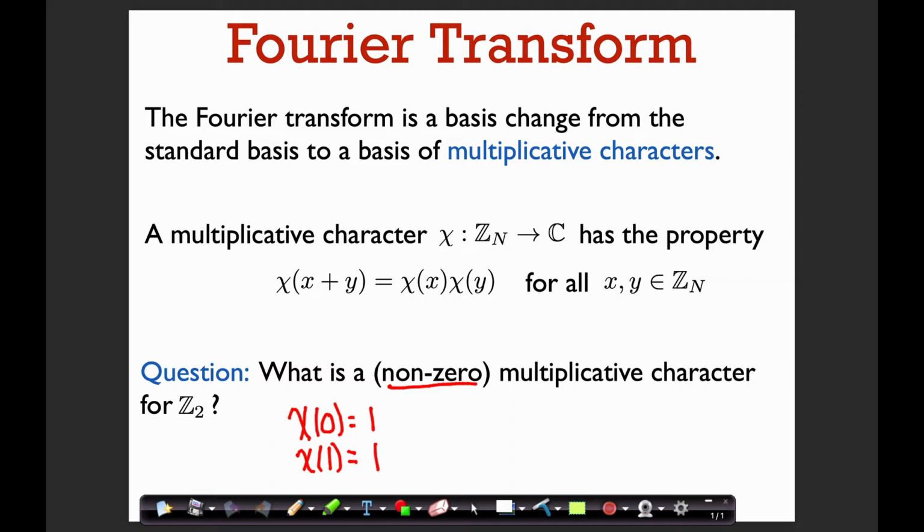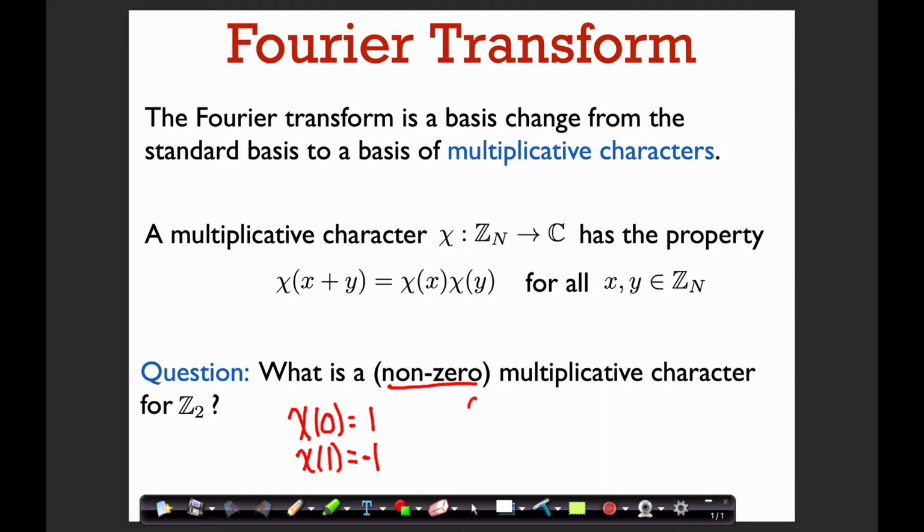Then this property holds, because chi of x in this case is always 1, and chi of x times chi of y, if these are both 1, will also always be 1. This is called the trivial character, where chi is the constant 1 function. Maybe you also saw this solution where we can make chi of 1 equal to minus 1. This works too.